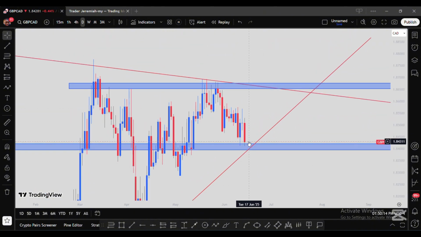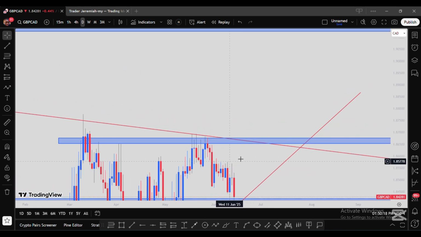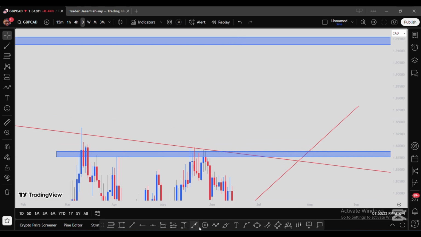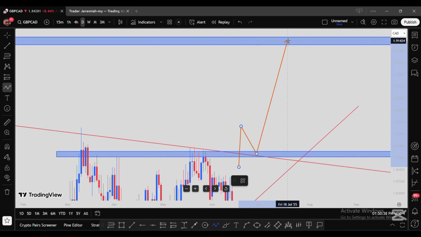But in a situation whereby price still respects this level and continues heading higher, then I'll just be waiting for the monthly trend line to be cleared. After the market clears the monthly trend line and also clears this minor level, and we have a retest of it like this, that's when I'll be looking to get into a buy trade back to the upside. But I'm very much bearish on this trade.